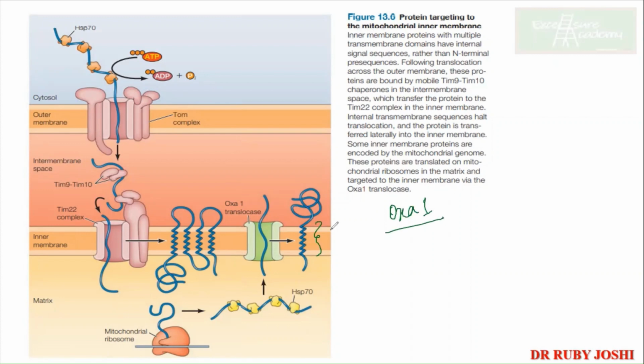Okay. Now, what is happening? And suppose there are so many alpha helices, membrane spanning, then it is your TIM22. Can you see it? It is TIM22. Okay.